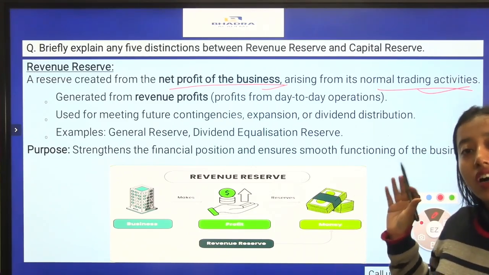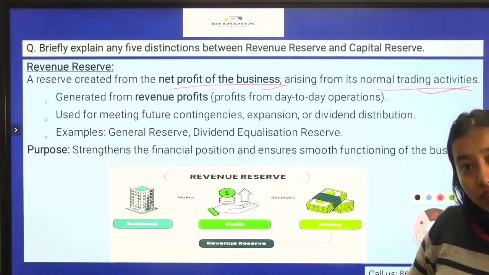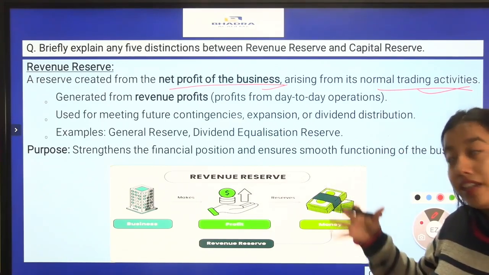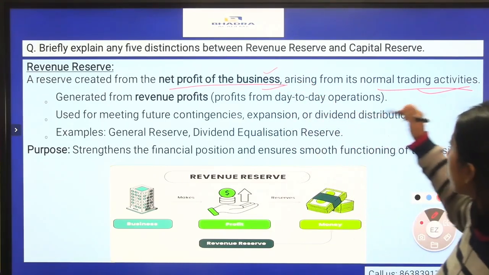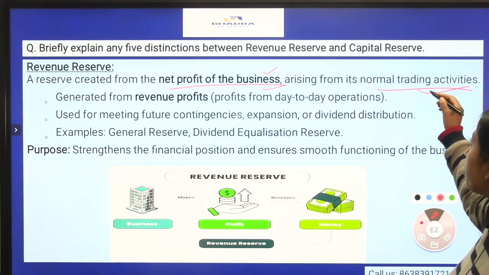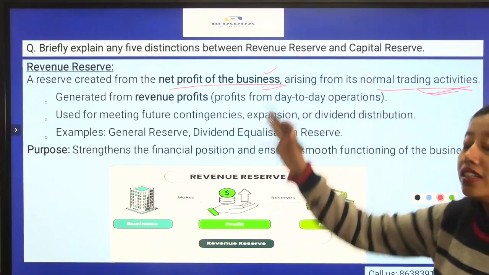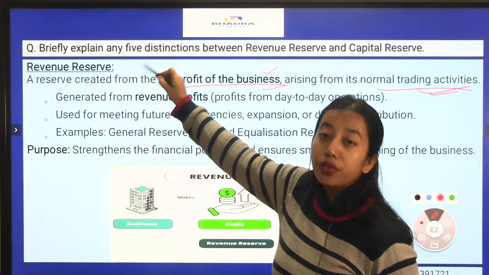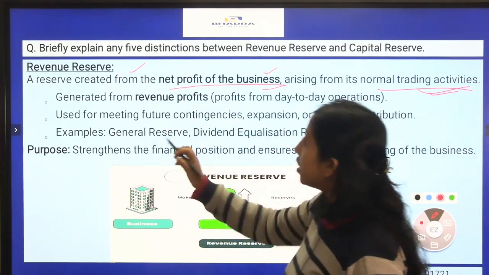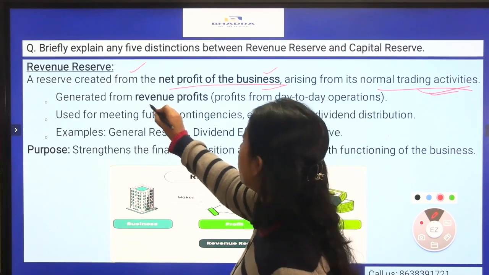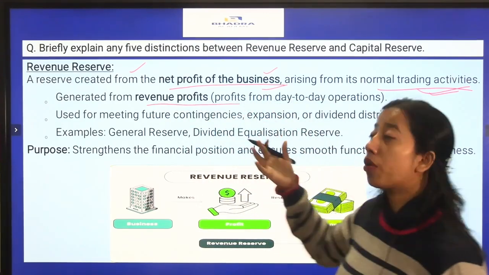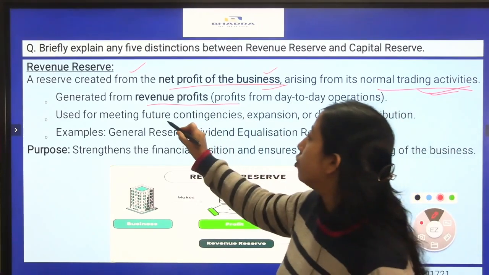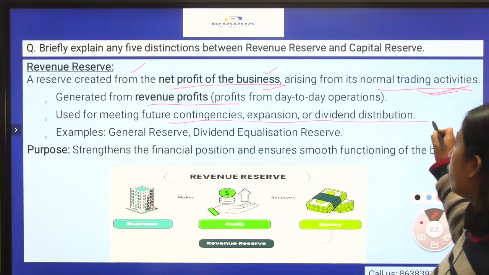So when a business sets aside a certain sum of money from the net profit earned from normal trading activities, that set aside money we call revenue reserve. It is generated from revenue profits. As I said, revenue profits are earned from normal trading activities. It is used for meeting future contingencies, expansion, or dividend distribution.